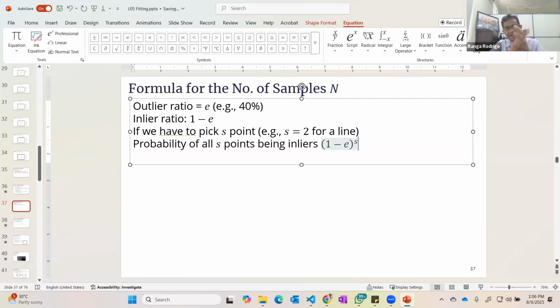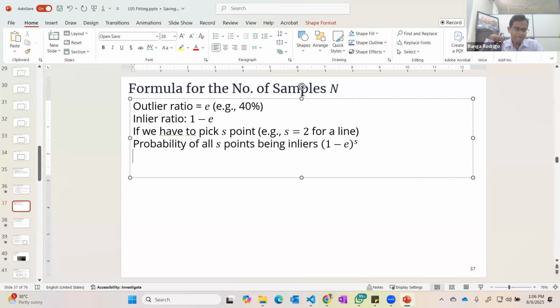Do you agree with that? Because the first point has to be an inlier, the second point has to be an inlier, so you have to multiply 1 minus e together. If you have to pick 4 points, the first point has to be an inlier, 1 minus e. The second point has to be an inlier, 1 minus e. The third point has to be an inlier, 1 minus e. The fourth point has to be an inlier.